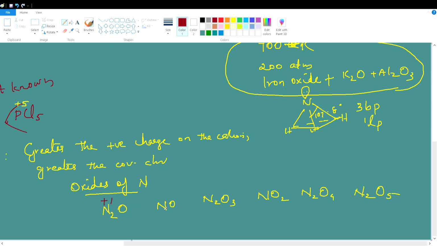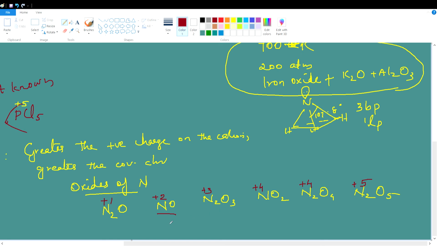NO is called nitric oxide or nitrogen 2 oxide. Here the oxidation state of nitrogen is +2. In N2O3, nitrogen shows an oxidation state of +3. In NO2, the oxidation state is +4. In N2O4 also it is +4. In N2O5, the oxidation state of nitrogen is +5. This means nitrogen shows variable oxidation states.